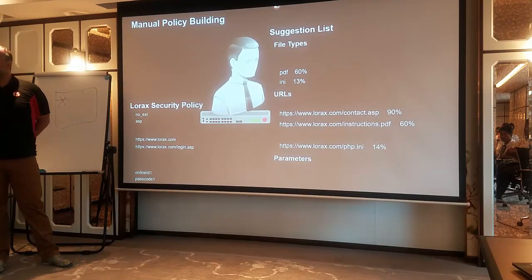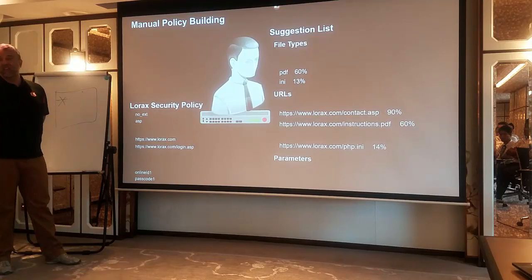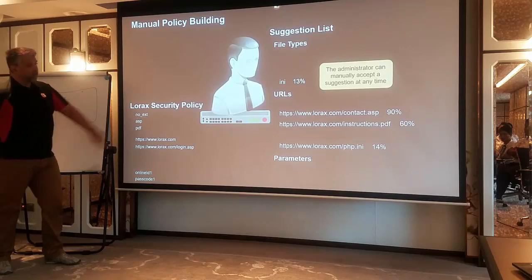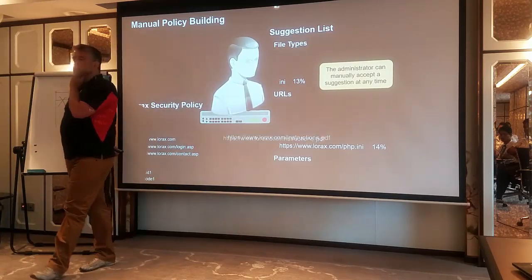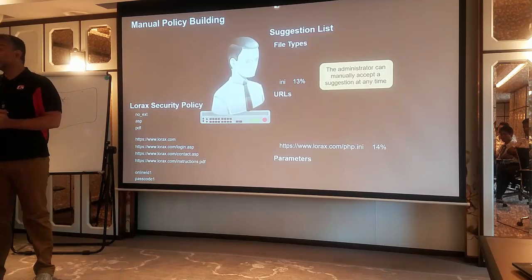Something else they did in the exercise 2 of the boot camp is they accepted requests that hadn't even hit 100%. They know that PDF is valid, so they can go ahead and add that right now. These two URLs, I know those are valid. I can add those as well. So in manual policy building, nothing gets added to the policy without a manual action by an administrator.